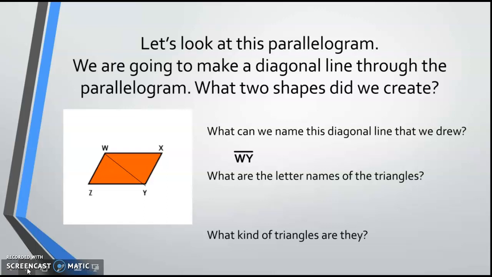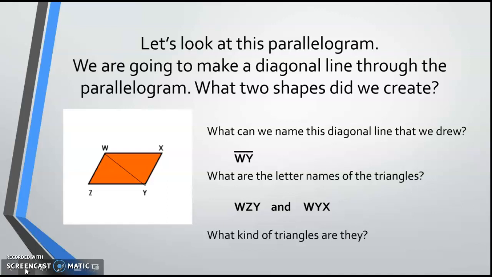Now that I have that diagonal, I formed two triangles on either side of that diagonal. What are the letter names of those triangles? I see triangle WZY, and I see triangle WXY. So we could label our triangles using the letters WZY and WYX. Now we're going to look at it and say, what kind of triangles are they? All right, now we're going back to our triangles learning. You see how we're applying everything now that we've learned so far in this chapter to do some really great thinking today. What kind of triangles are those? We're looking to see if it's obtuse, acute, or right.